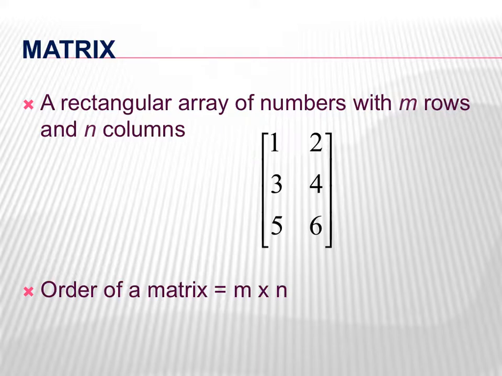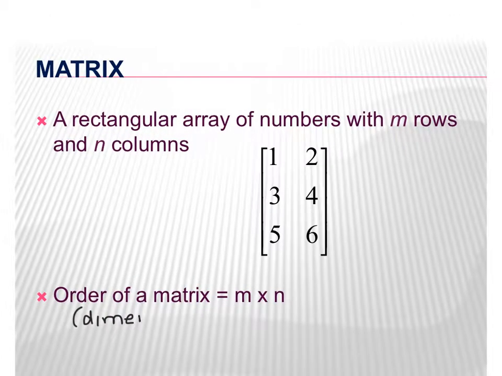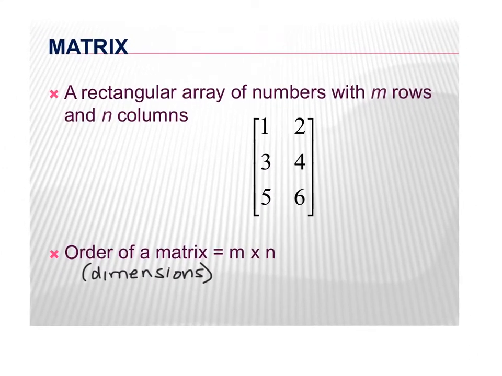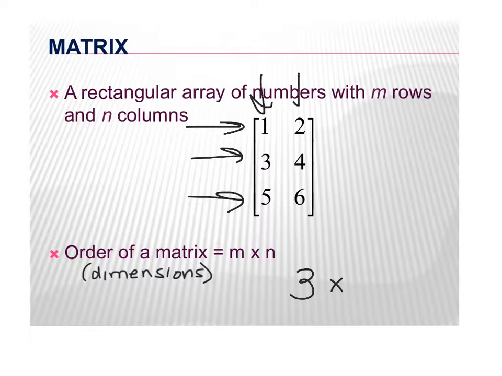The order of the matrix, or the dimensions of the matrix, you'll see it written both ways. Dimensions of a matrix is the number of rows by the number of columns. So we count down first and then left to right. So if I was to identify the dimensions or order of this matrix, there are 1, 2, 3 rows and then 1, 2 columns. So this is a 3 by 2 matrix.